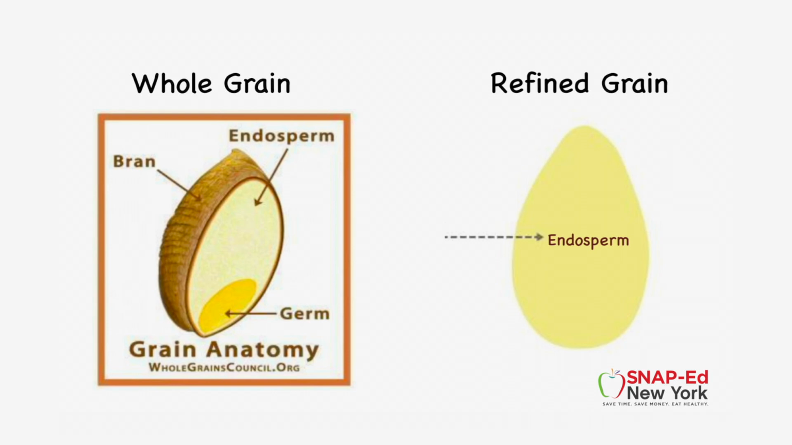A whole grain uses all three parts of the grain: the endosperm, bran, and germ. A refined grain has been sent through a mill to remove the bran and germ of the grain. This process also removes some nutrients we need for good health.